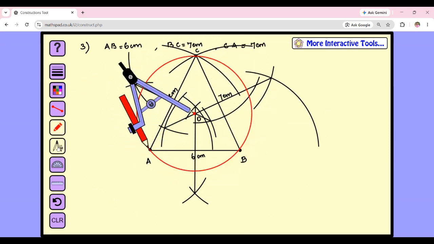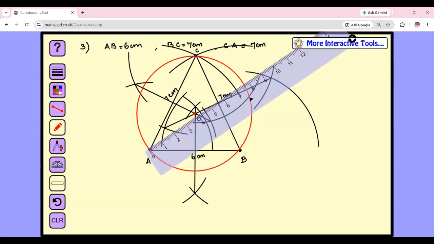So now this is our circumcircle. This is how we construct a circumcircle. Here they are asking one more question, right? We have to measure the side OA. So you'll be getting 3.9. 3.9 is OA. That's the radius of this circle, 3.9.